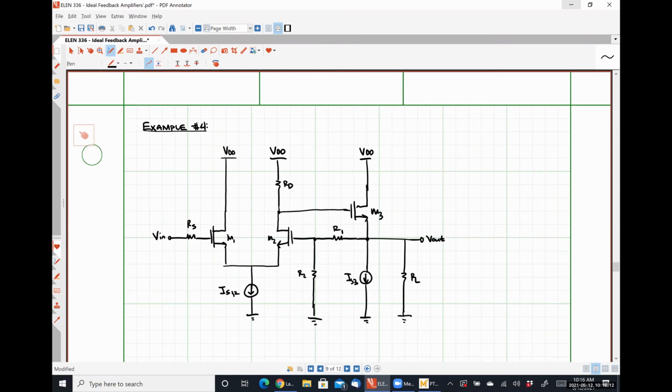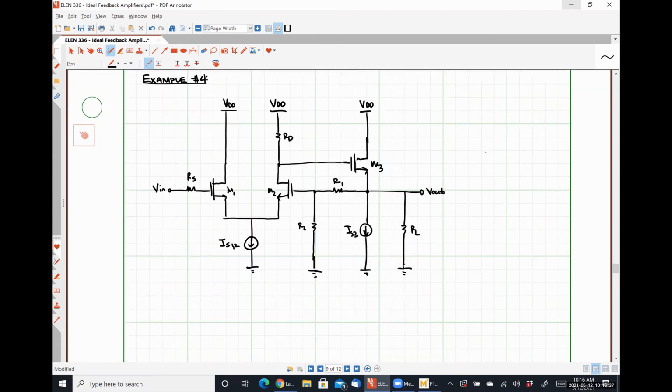Our feedback network is, again, just that resistor R1 placed between the output and what would be considered the inverting input of the differential pair. And then we have a resistor R2 between that input and ground. So we have, again, the exact same feedback network that we have had before. So just for the sake of argument.